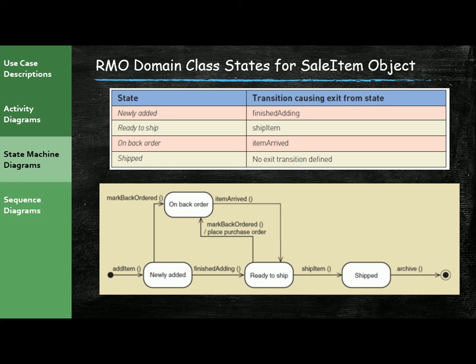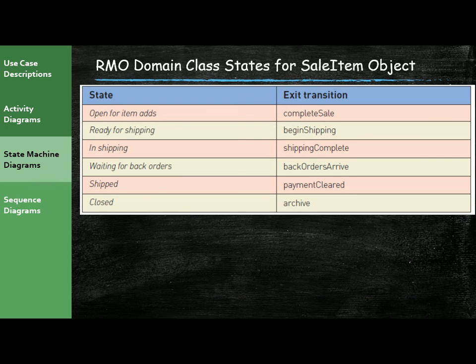And the guard condition could help us. We could develop a guard condition to help us decide which direction it should go. On back order, if the item has arrived, it's ready to ship. If it's ready to ship but marked as back ordered, it's going to transition to on back order, which is what we identified before as being an issue. Once it's ready to ship, then we ship the item, and at that point it's shipped, and we archive it, and we destroy that object. So the object is complete. That's the entire life cycle of that object and all the states that it can have as it goes through the life cycle.